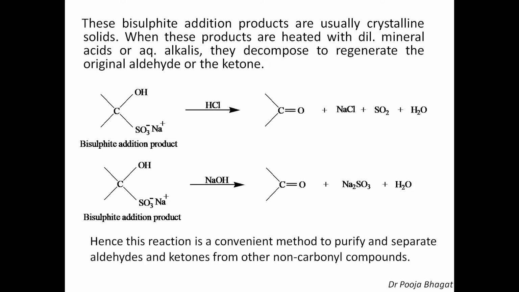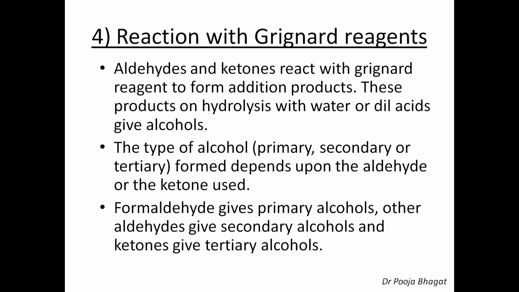So you have separated the mixture of A and B, as A, which is the carbonyl compound, is getting converted into a solid. So you have separated that solid, and from that solid you can regenerate the carbonyl compound by heating it with either dilute acid or aqueous alkali. So this is the way you can purify and separate aldehydes and ketones from other non-carbonyl compounds. So this is the importance of this reaction.